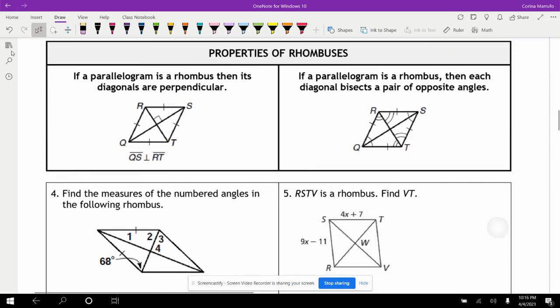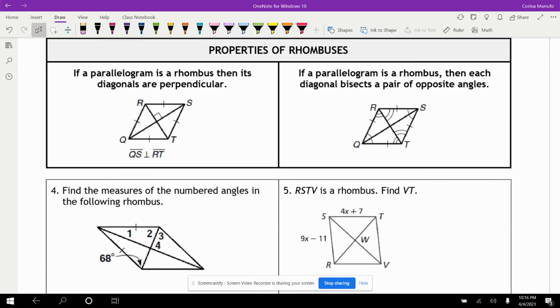Right, so now the properties of rhombuses. For a rhombus, if a parallelogram is a rhombus, then its diagonals are perpendicular. So here are two diagonals. Since our diagonals here are perpendicular, that means they make a right angle. So this angle in here should be 90 degrees, okay?